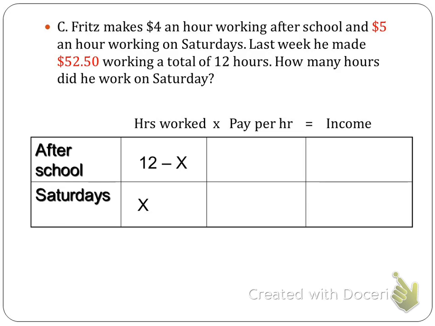So no matter how many hours he worked on Saturday, like if he worked 0 hours, then all 12 would have been after school. If he worked 1 hour, 11 hours were after school. If he worked 2 hours, then 10 of those hours were after school. So each time, you're just subtracting the Saturday hours from the total hours. Okay? All right, after school, how much does he make?